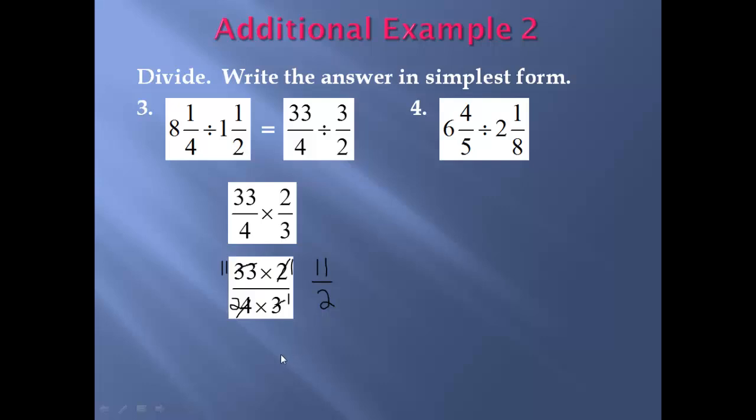Now we'll go ahead and see if we can simplify. We'll make this into a mixed number. 11 divided by 2. 2 goes into 11 5 times, and 5 times 2 is 10. Now we can go ahead and subtract 11 minus 10, which is 1. So our answer is 5 and 1/2.